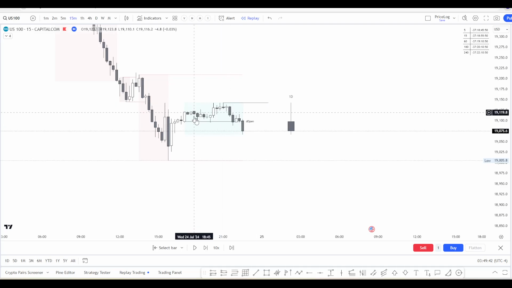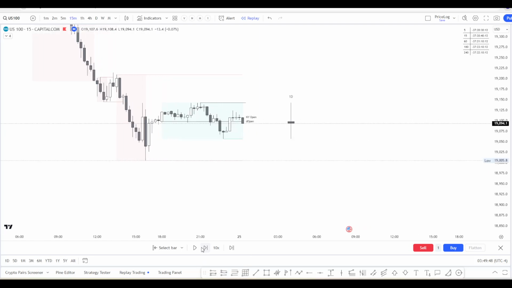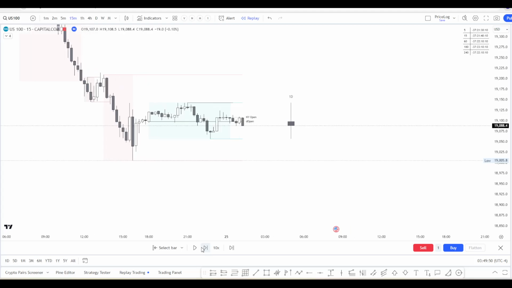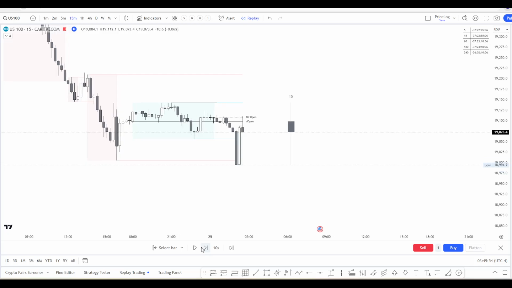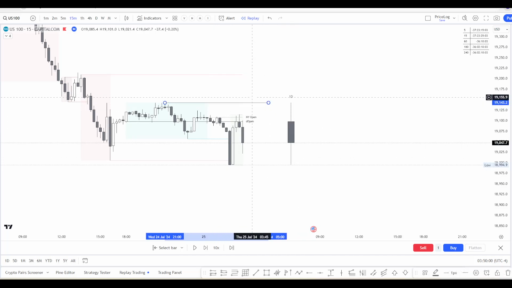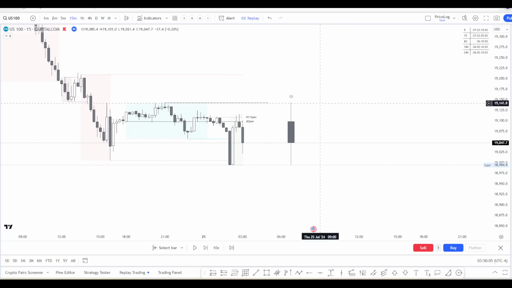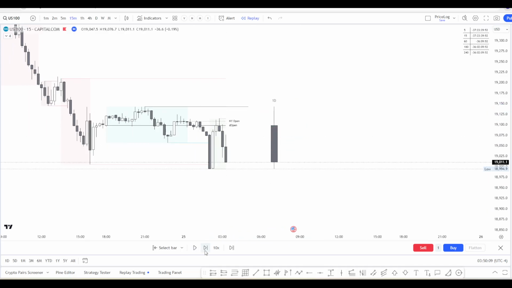Closing below. So now we know that we have our change in state of delivery, and we would like to wait for London Open to find trades. Okay, London Open. So London has put in that top wick. Until we close above that, we would consider only looking for shorts because we are short on the day. The top has been made.